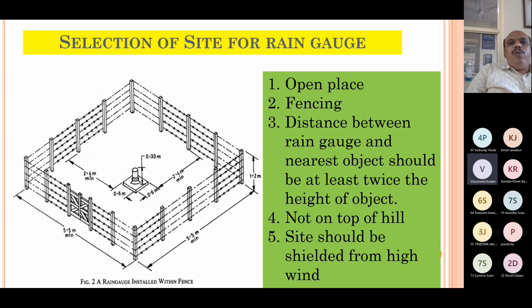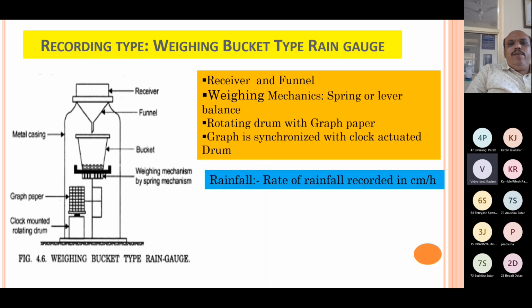Then we have discussed site selection criteria for rain gauge. After that, we have learned about various types of recording type of rain gauges. In that, first is weighing bucket type, where rainfall is recorded as rate of rainfall in centimeter per hour. Intensity of rainfall is recorded.